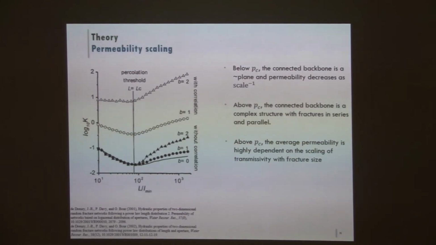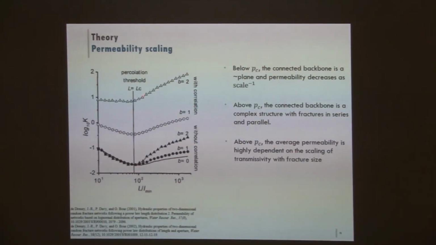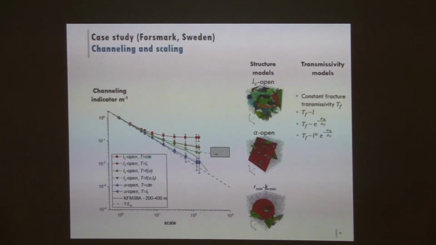Okay? And the reason why is that if it decreases, it means that the permeability decreases simply because the transmissivity remains constant. So it means that you have one main flow path. And if it increases, it is because when you increase the size, the probability to encounter a very transmissive fracture becomes important. So these are two properties that are important. This is a theoretical study we did in 2D, where you have the percolation threshold here. Below, a decrease of permeability. Above, you have an increase, which depends on the transmissivity size distribution. Again, the channeling indicator is very good in discriminating between the different models.